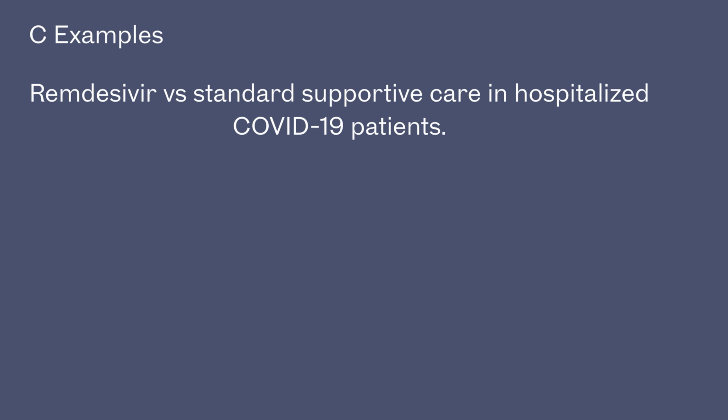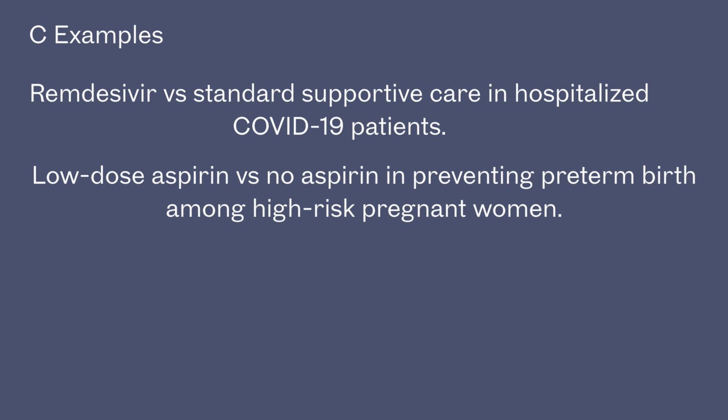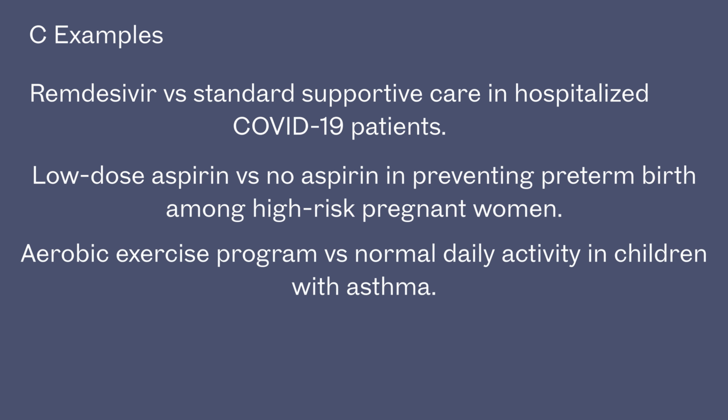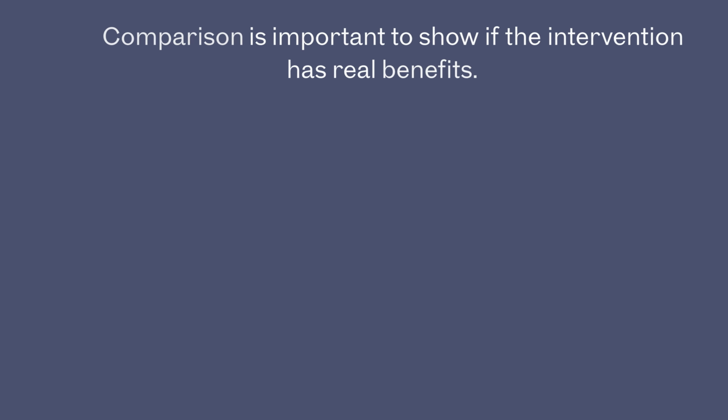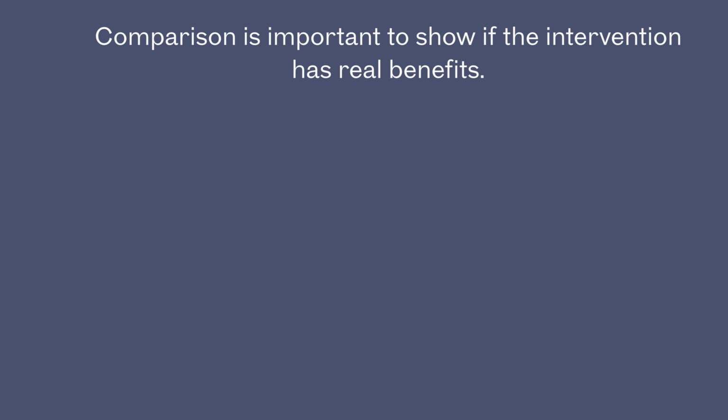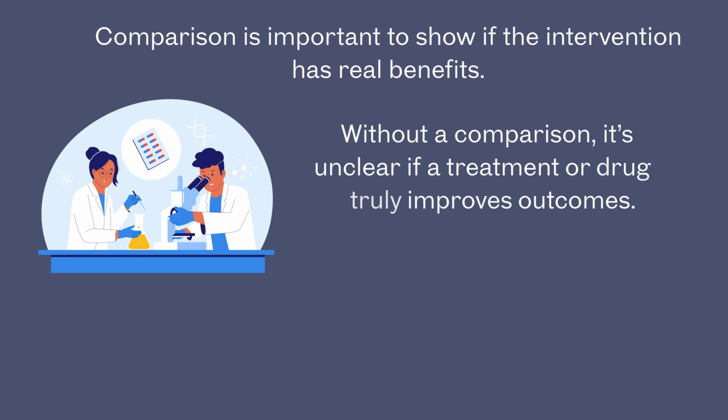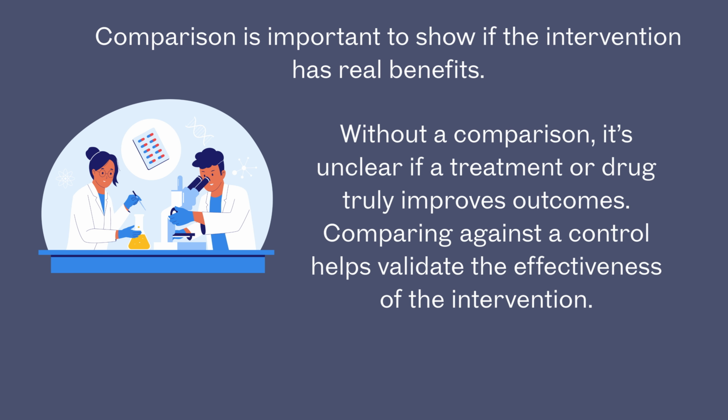Examples: remdesivir versus standard supportive care in hospitalized COVID-19 patients, low-dose aspirin versus no aspirin in preventing preterm birth among high-risk pregnant women, aerobic exercise program versus normal daily activity in children with asthma, cognitive behavioral therapy versus relaxation training in adults with insomnia. Comparison is important because it shows whether the intervention produces real benefits. For example, testing a drug without comparing it to a control does not prove if the drug actually improves outcomes.